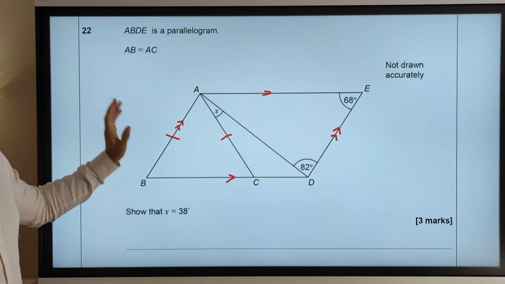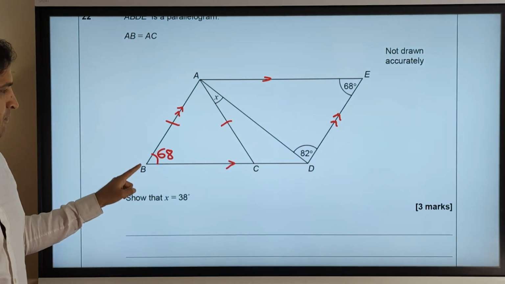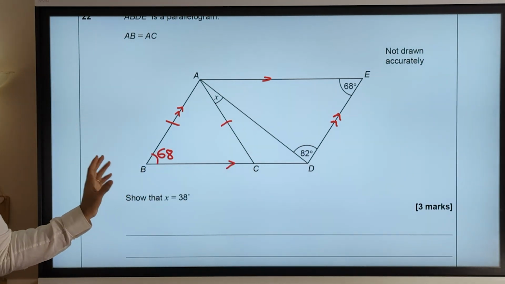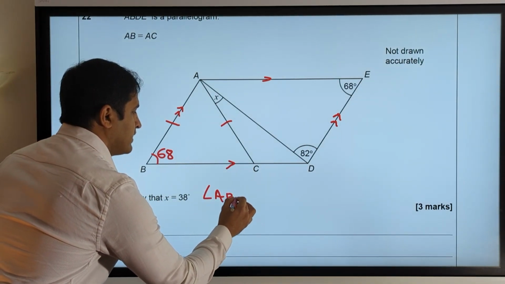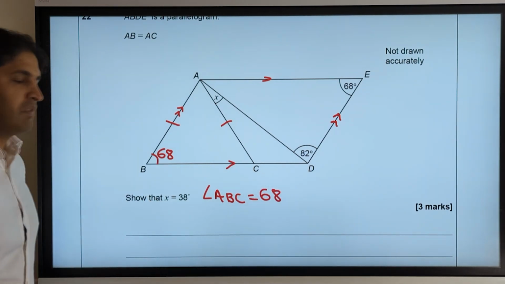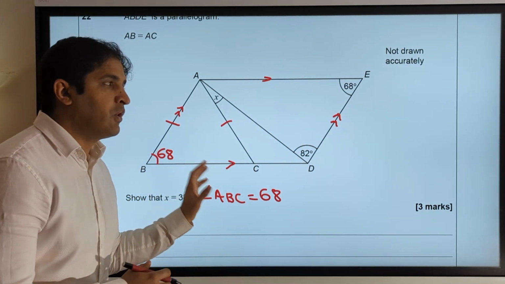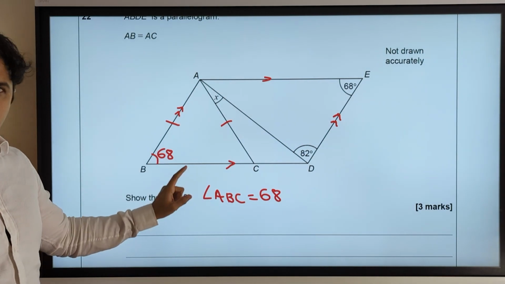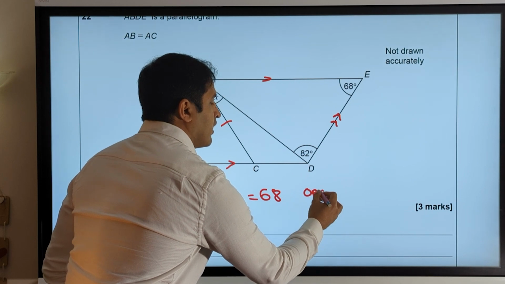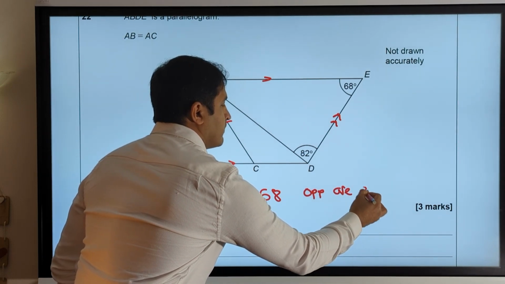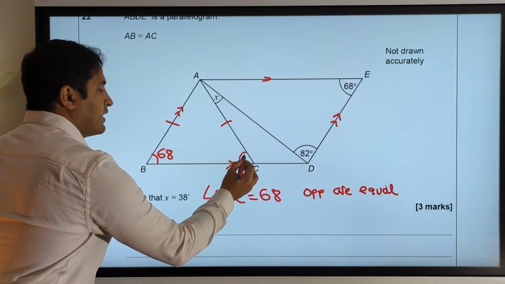First I would look at this angle here: opposite angles in a parallelogram are equal. So we're saying angle B is 68. Again, we have to write it down. I'm going to say angle ABC is equal to 68. If you write it on here, that's fine as well, but give reason. Generally you have to give reason, not necessarily in the foundation paper, but generally you will. So ABC is 68. Why? Because the opposite angles are equal in a parallelogram.